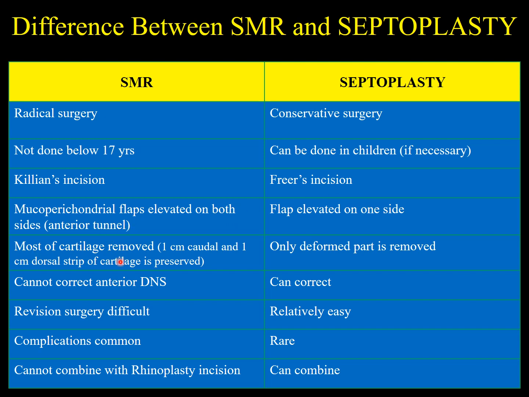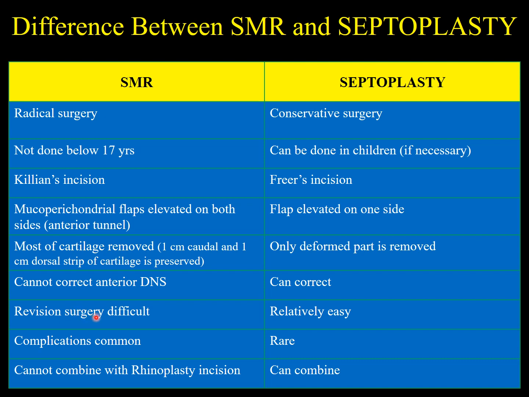So, as mentioned, most of the cartilage is removed in SMR, only 1 centimeter caudal, the front part, and 1 centimeter dorsal, the above part, should stay there and all the rest of the cartilage should be removed. This area is preserved to prevent saddle deformity or depression of the nose. While in septoplasty, only the deformed part is removed. In SMR, you cannot correct the anterior deflection as Killian's incision is given 1 centimeter behind the anterior edge, while in septoplasty, you can correct the anterior or caudal dislocation.